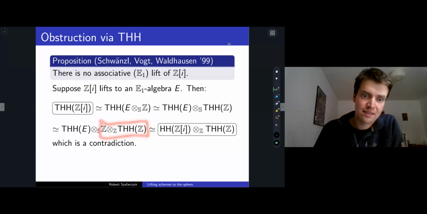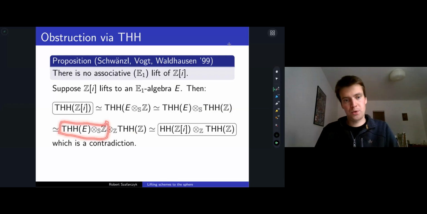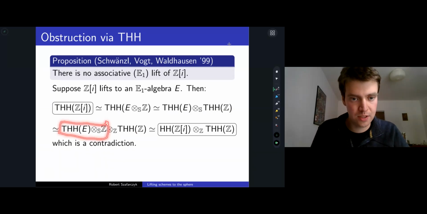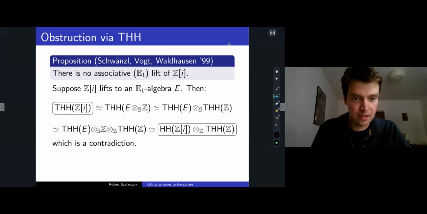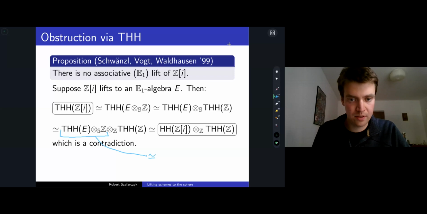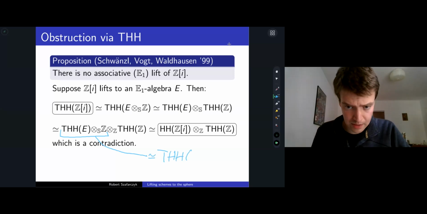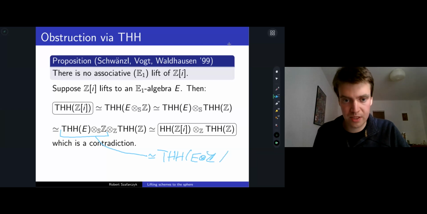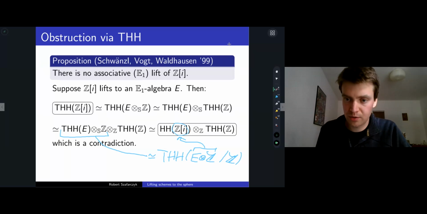right? And if I do it, then I can rebracket and look at this guy, which is THH of E base change to Z. And then THH satisfies another base change formula that this becomes equivalent to THH of E times Z, but now not relative to the sphere spectrum, but relative to the integers. So E times Z becomes Z adjoint I, and THH relative to the integers is just Hochschild homology.